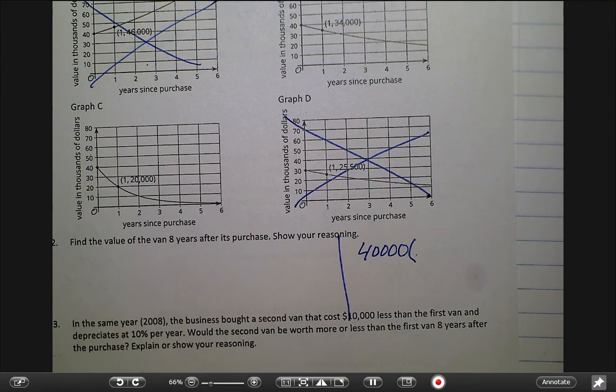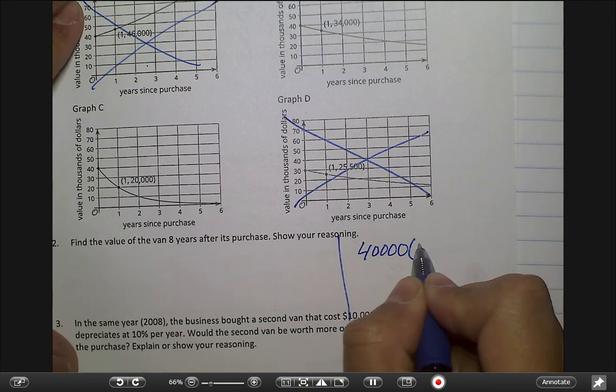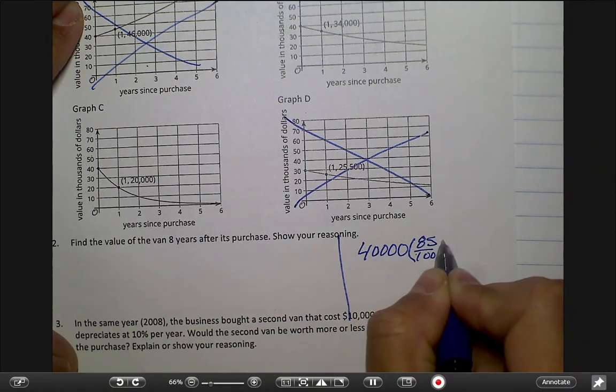So I take 100% and I take away that value. In this case, it's 15%, right? So it's a sale of 15%. So how much do we end up paying? 85. So it's going to be 85%. So mathematically, I would show 85 over 100, right?